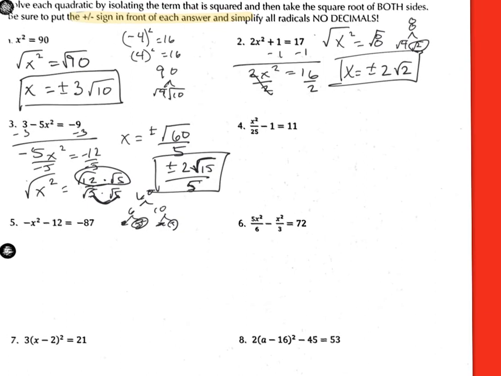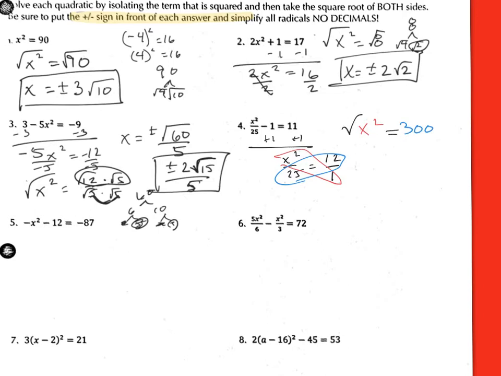I'm just trying to show you all the different things you might run into. When you have a fraction, it really doesn't change too much. We have x squared over 25 equals 12. Well, I'm going to put the 12 over 1, and I'm going to cross multiply. That diagonal is x squared. This diagonal is 25 times 12, which is 300.